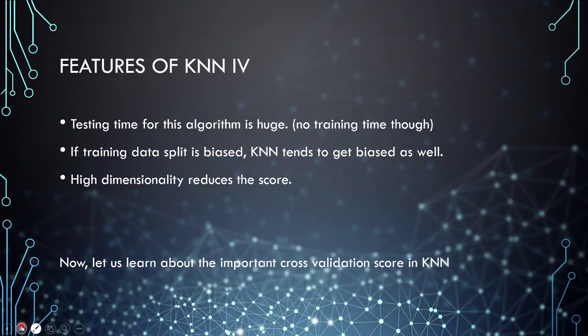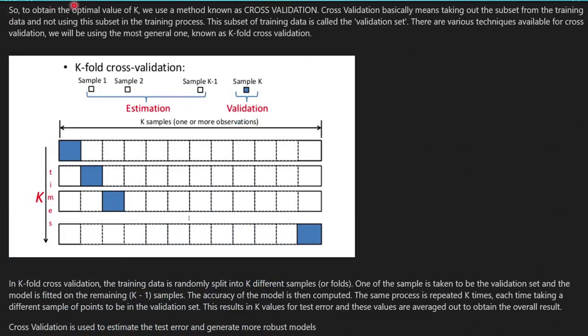So let us learn about the important cross validation score in KNN. To obtain the optimal value of K, we use a method known as cross validation. It basically takes out a sample from the training data. Suppose it has divided the entire training data into K parts, and from each part it has taken out one. So we have K samples which will be used for validation, and these samples will not be used for initial predictions. For the initial predictions of our model, we use the other values.